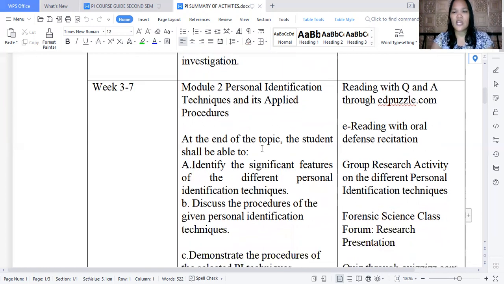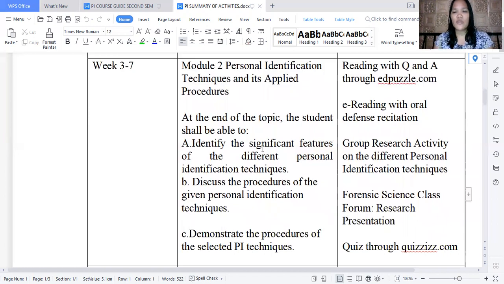Aside from that is a group research activity on the different personal identification techniques, so that you will be more acquainted with the concepts and the different procedures of the PI techniques. You will have your own responsibility to deal with, and you will be working again as a group. Aside from that, we will have the forensic science class forum. Whatever you find out in your group research will be presented. So that will again be credited as your group presentation activity.